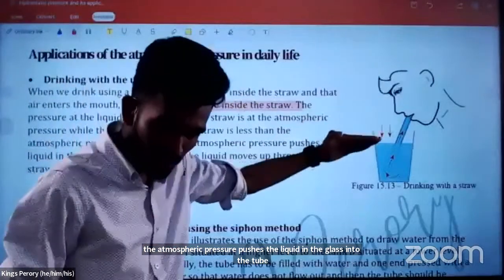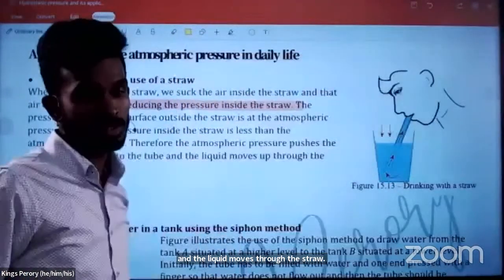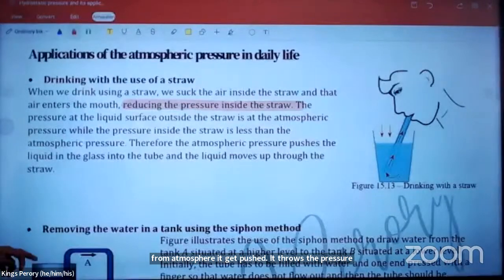From the atmosphere, it gets pushed. H rho g pressure, together with that, it goes. That's the theory behind it.